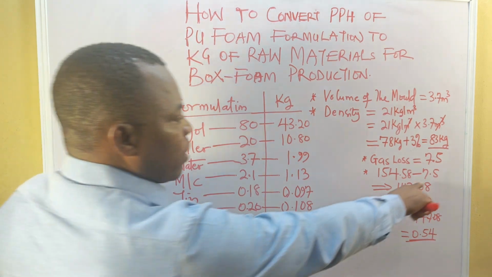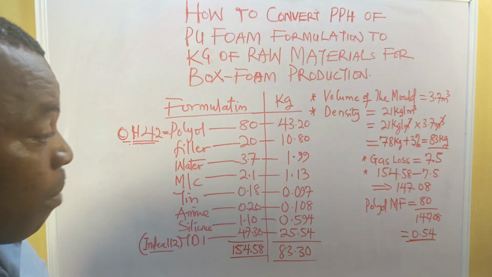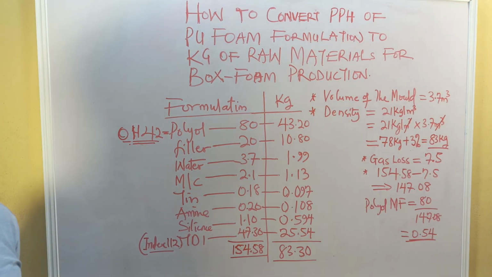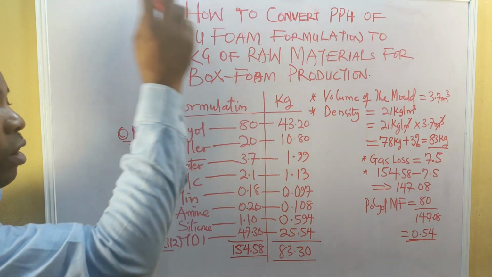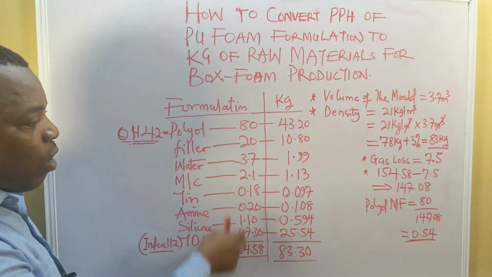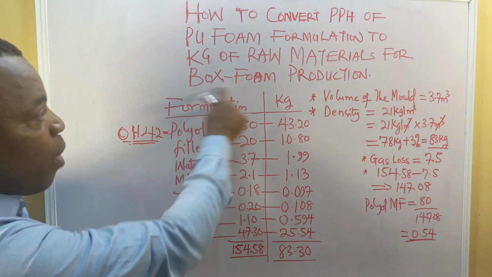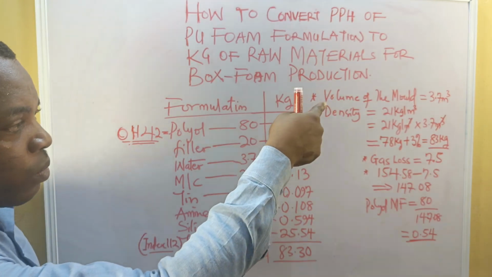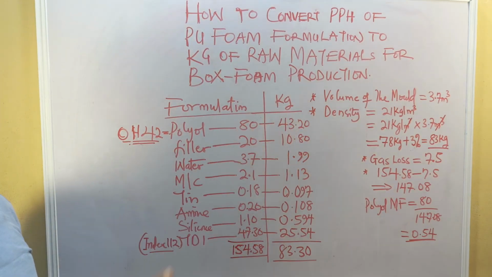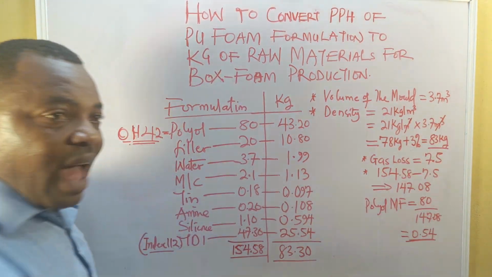Then we now minus it from there. We have this. Now we want to calculate the multiplying factor. The multiplying factor means a factor that you are going to use to multiply all the parts by weight of your formulation and ingredient to give you in kg that you are going to use in your box foam, in respect to your mold volume, because this mold volume is not fixed, it varies depending on the size.